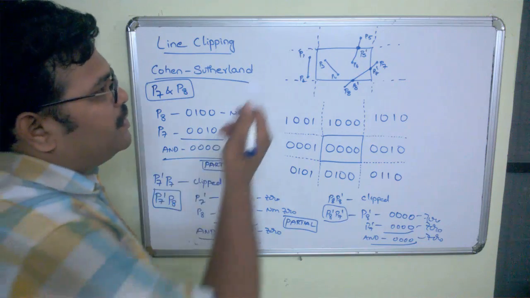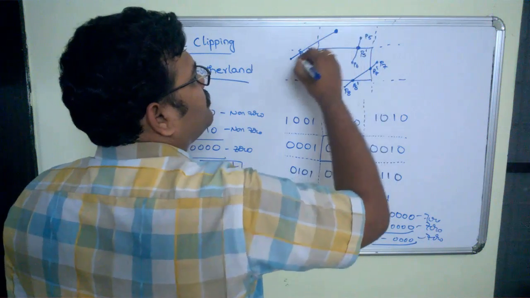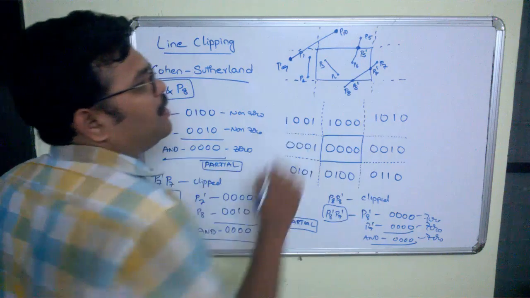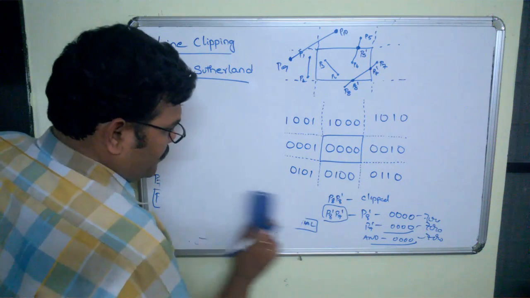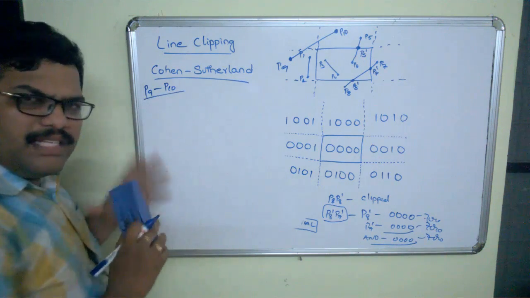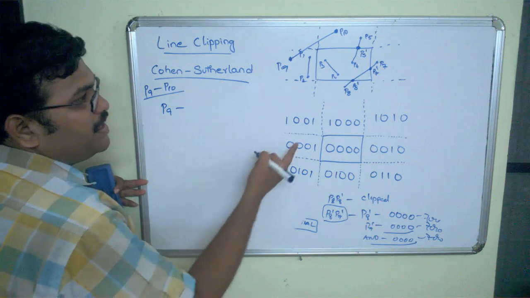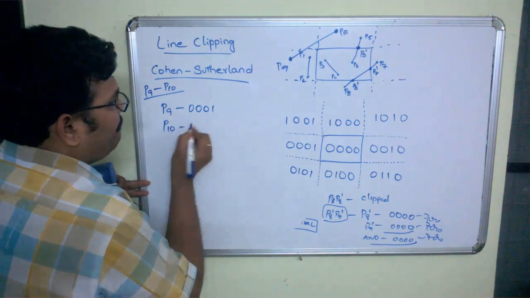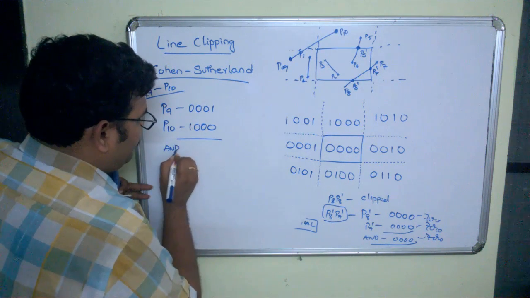And here is another case. If you consider a line from this region to this region, this is also another case. Let us consider P9 and P10. Apply the same as we have discussed now. The region code of P9 is 0001. Next, P10 region code is 1000, and apply the AND operation.